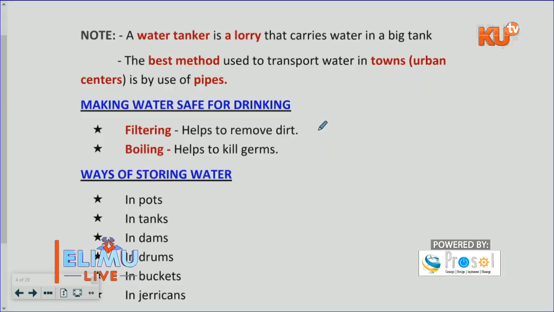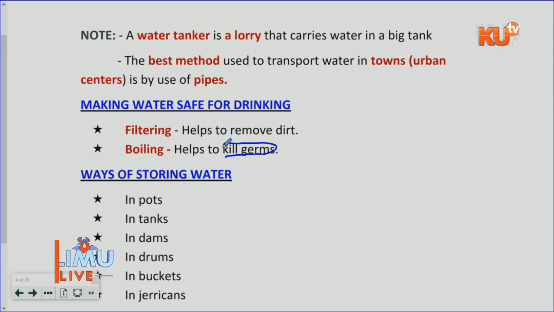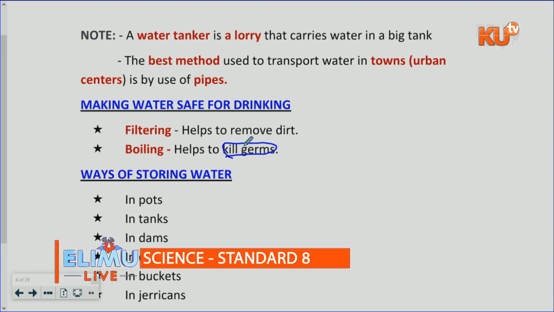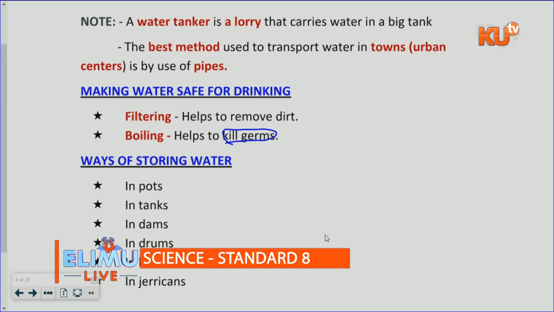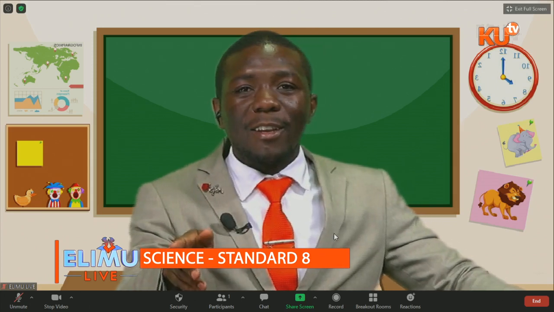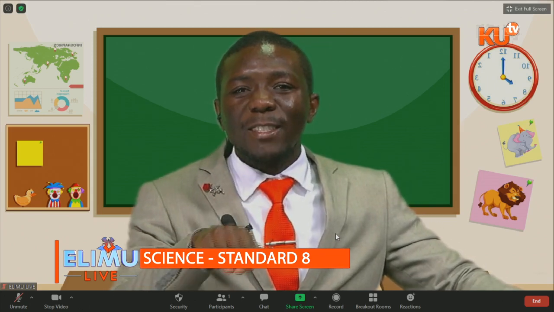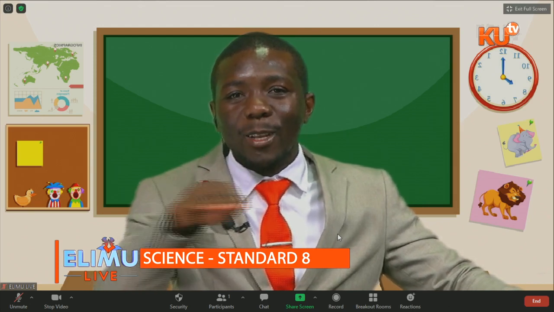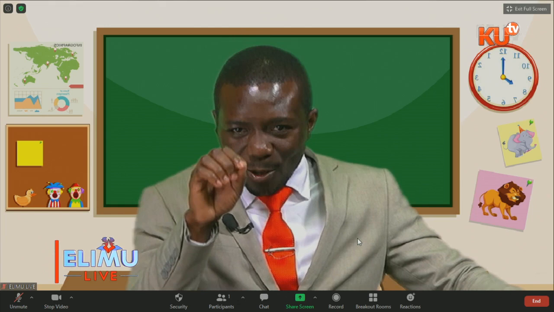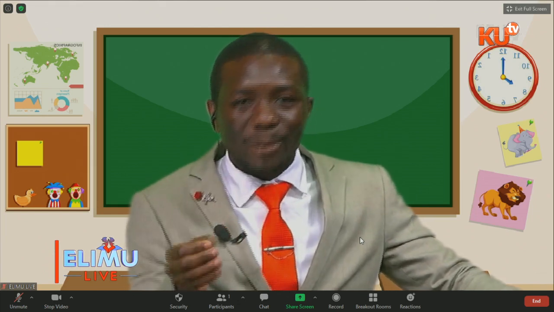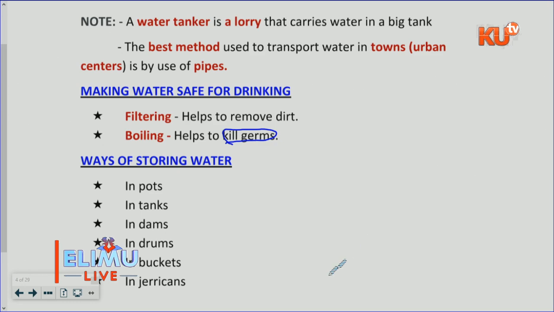The second way of making water safe for drinking is by boiling. Boiling is the best method of making water safe for drinking. Why? Because it helps in killing germs. Remember, germs cannot survive at a certain temperature. So when you boil this water, the boiling point of water is always 100 degrees Celsius. So when it reaches there, all germs will die. So you'll find that boiling is the best one. You can boil and then filter, because some of the dirt will remain floating on water. When we reach the class 8 topic, we shall know the name of that dirt found in that water. Okay, let us continue.